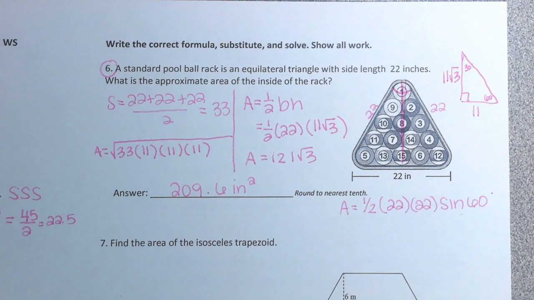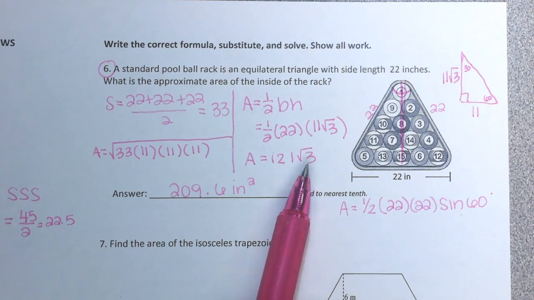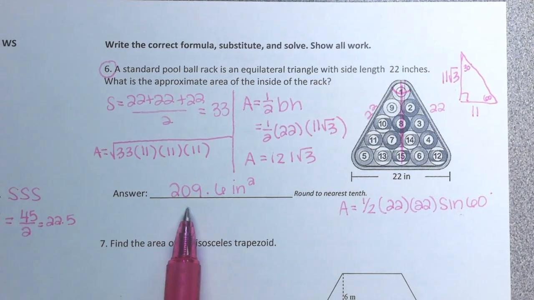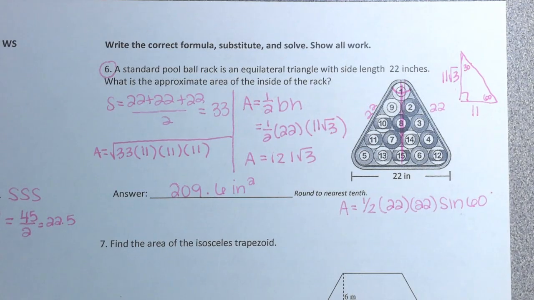Wait, so the answer can also be 121 root 3? Yeah, 121 root 3. That's the exact answer. It told you to round, so you would put that in the calculator. So if you got 121 root 3, you just need to put it in the calculator. Okay?